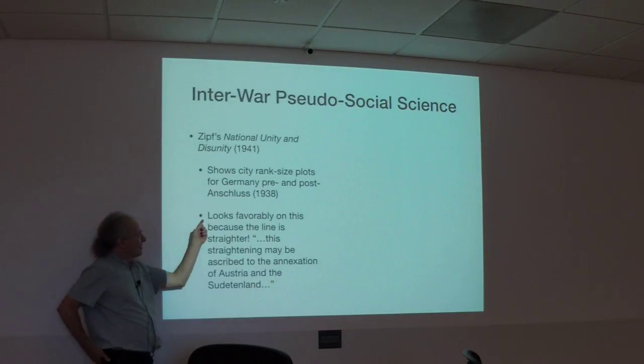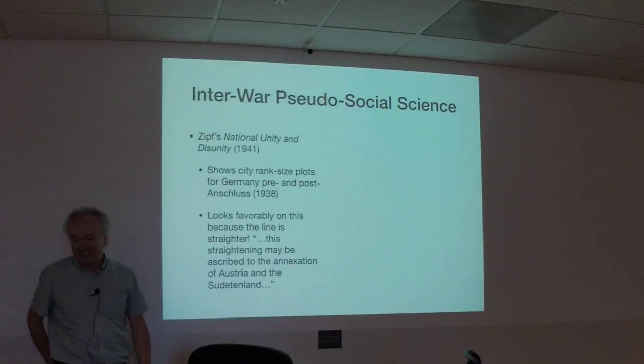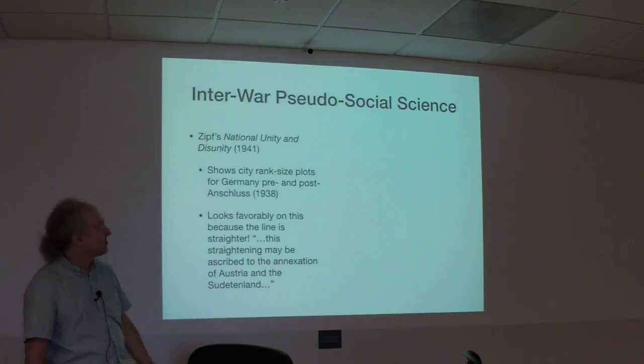And he says the line is straighter when he puts in those cities for Austria and the Sudetenland. So this is actually in print, before the U.S. enters World War II. He's making a claim. There's a lot of weird stuff going on in this intertime. I put this up just for the following reason.